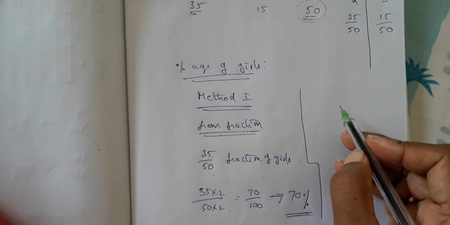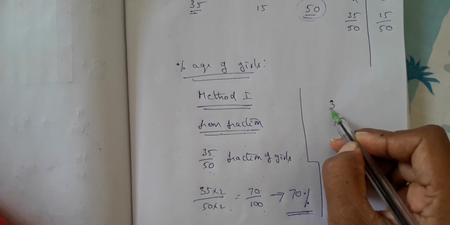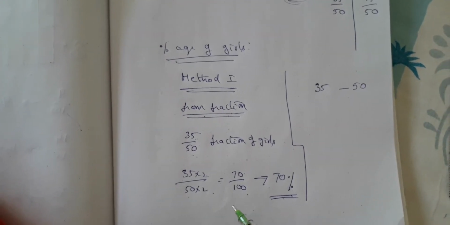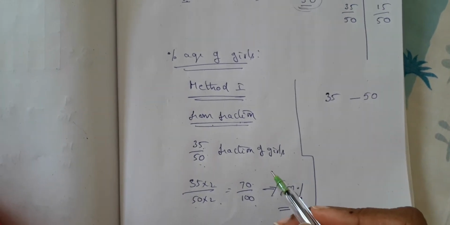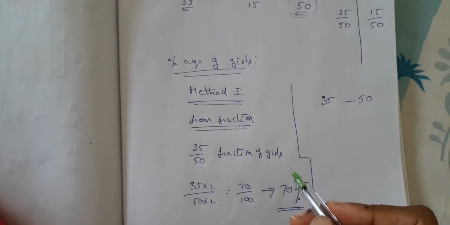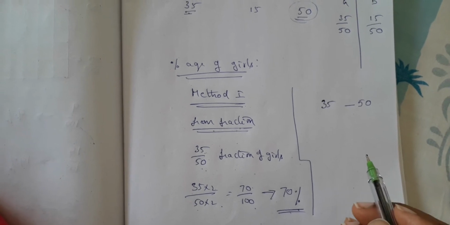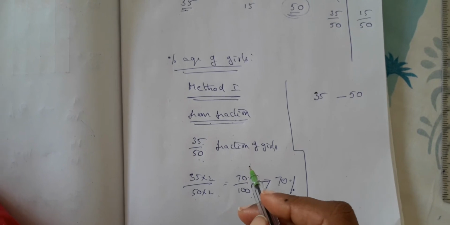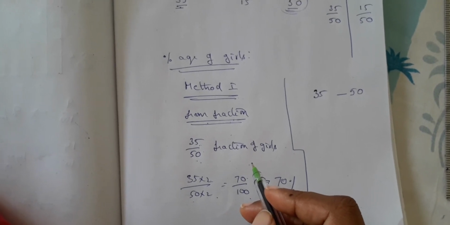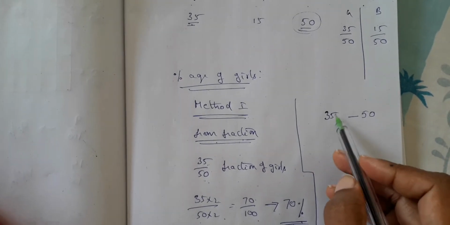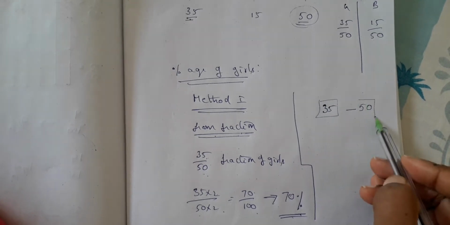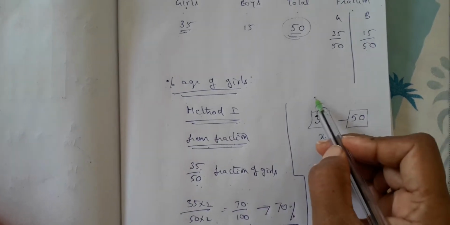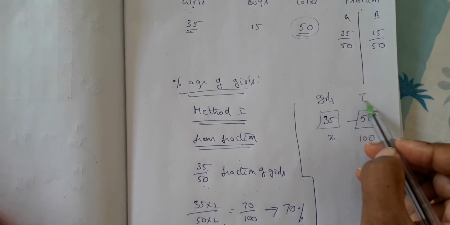If there are 35 girls in a classroom of 50 children, then in a classroom of 100 children, how many girls could be there? It is like a ratio form. So if I say there are 35 children in a 50 classroom, in a 100 classroom how many children are there? So I say girls, total.